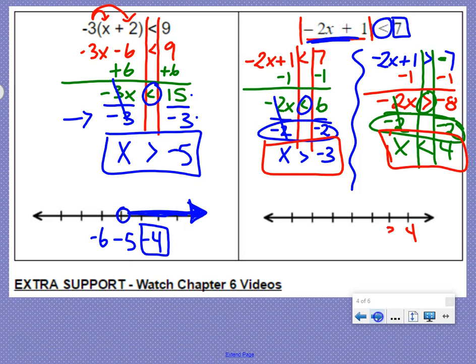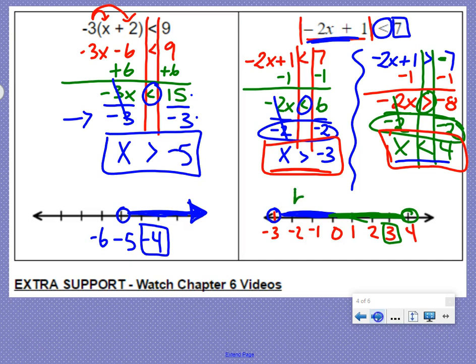Not quite enough lines here to go by 1, so we're just going to have to add in an extra line there to get -3 on the graph. Now, we'll start here with x is greater than -3. Open circle because there's no equal to piece, and greater than means we're going to the right. And then when we do x is less than 4, we have an open circle at 4 because there's no equal to, and 3 is less than 4, so we're going to go to the left. They meet in the middle.